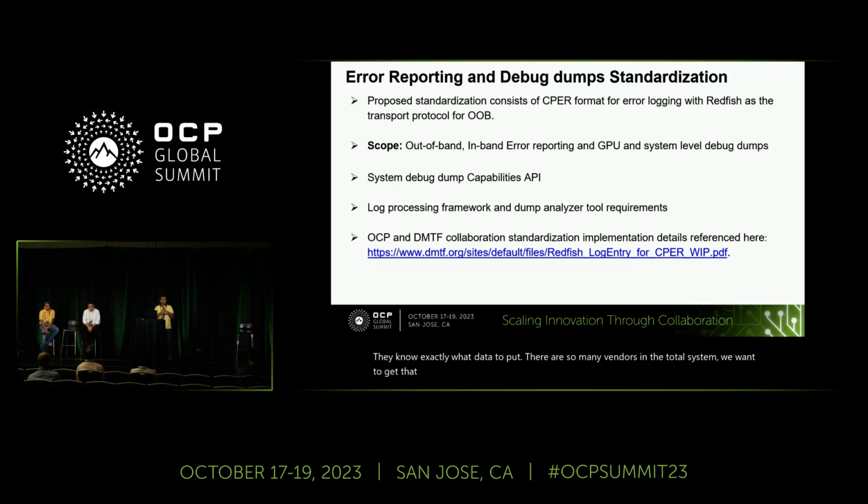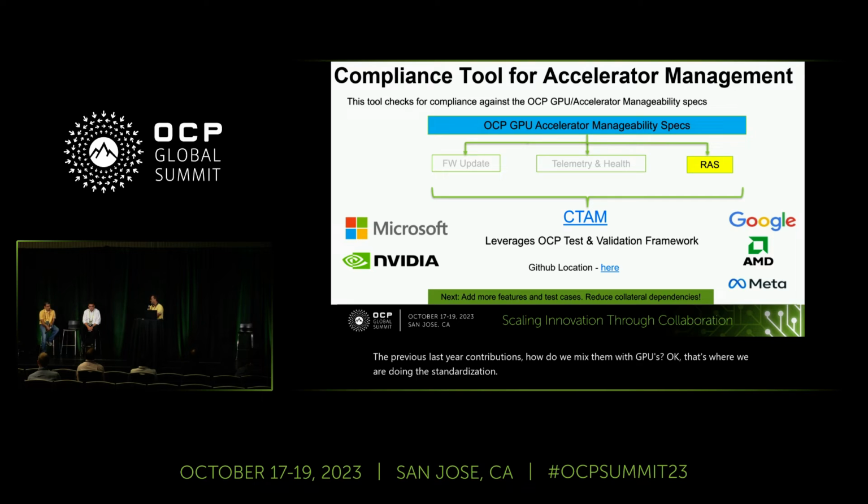That is also work leveraged from the other work stream we lead, the OCP hardware fault management. Okay, we are leveraging that work. GPU RAS management is part of that work stream. We're not reinventing the wheel. We are trying to leverage the previous last year's contributions. How do we mix them with GPUs, okay? That's where we are doing the standardization. Okay, I'll give it to Sujai to go through the next details.